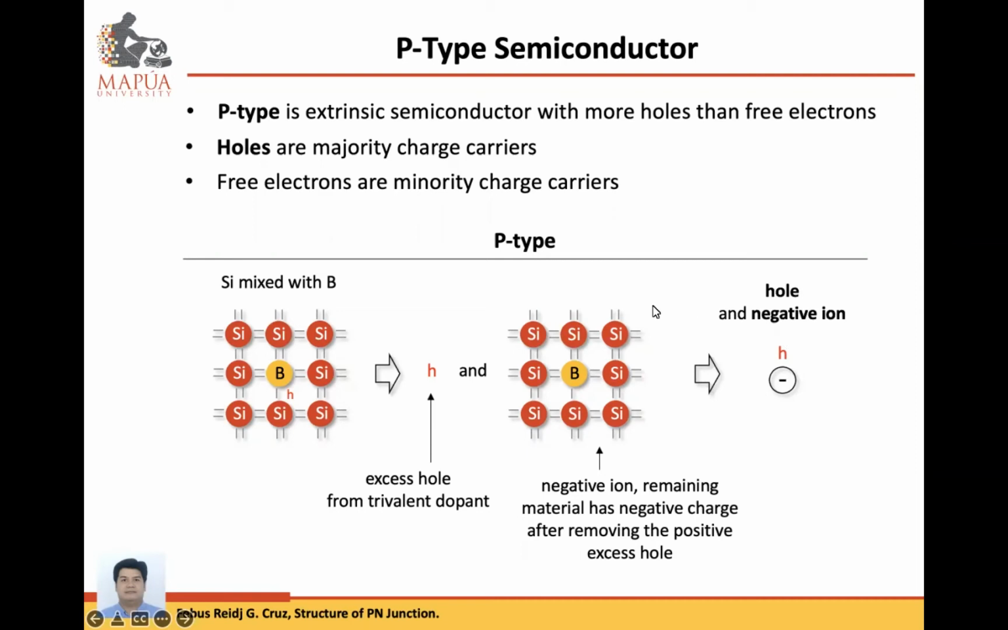Okay? So we can draw a P-type material using a hole, represented by the letter H, paired with a negative ion. Every boron dopant, pag meron kang boron dopant doon sa crystal material, you can draw this kind of representation. Okay? Again, is this clear?